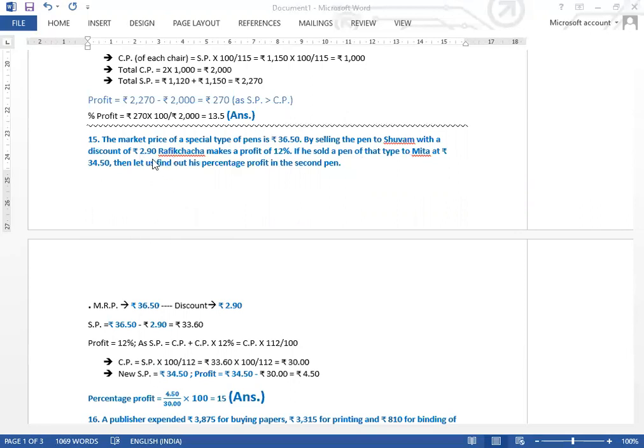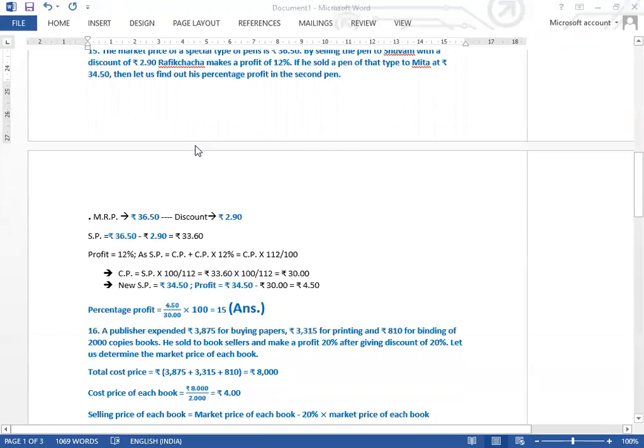So that means the cost price is unknown, so you have to find the cost price. The market price is given and the discount is also given. So from that you try to find out the selling price. So market price is how much? 36 rupees 50 paisa. Discount is 2 rupees 90 paisa. Subtract it, you get selling price is equal to 33 rupees 60 paisa.